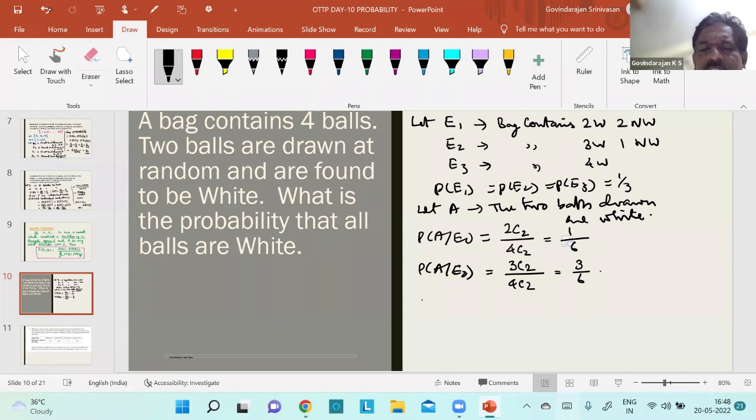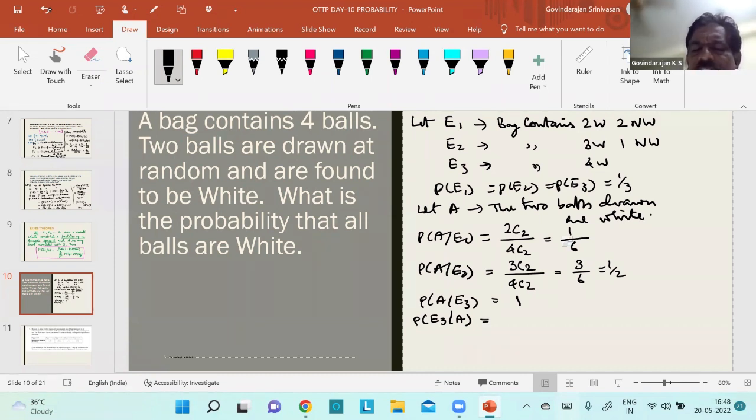So probability of A given E3. All the 4 balls are white. So 4C2 by 4C2 is 1, that is the probability. So the question is, by using the Bayes theorem, probability of E3 given A. Because all the balls are white. What is the probability that all the balls are white, given that the 2 balls drawn are both white balls? So E3 given A.